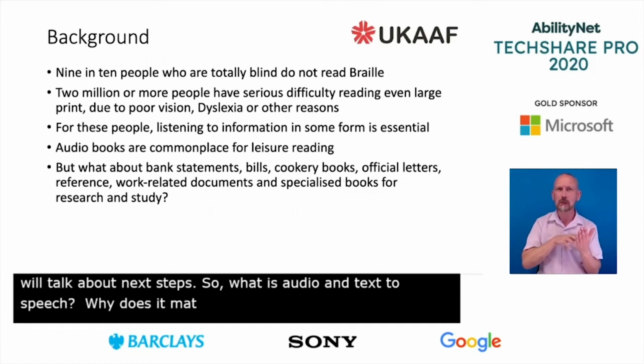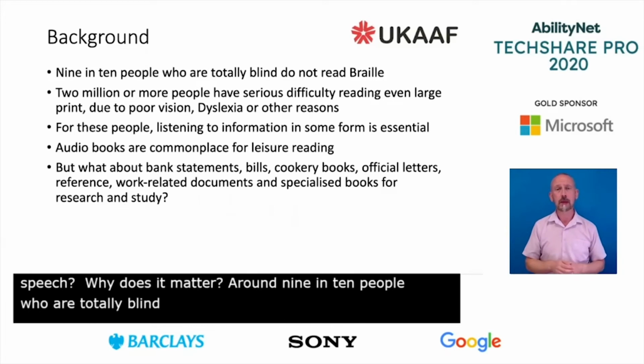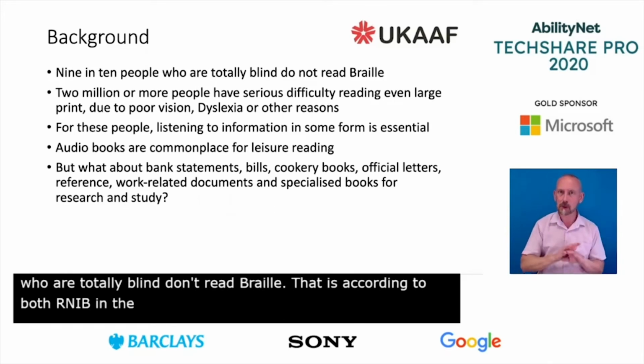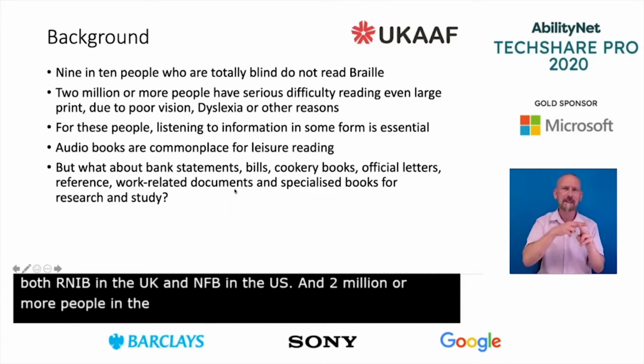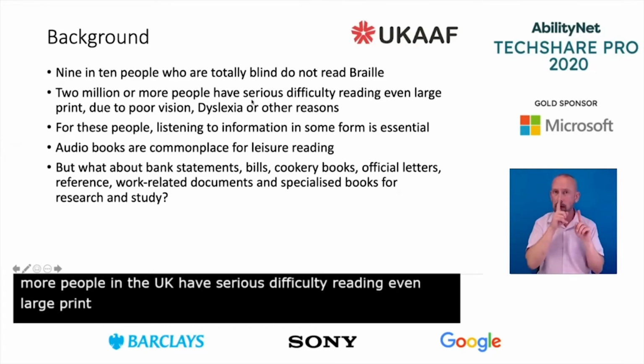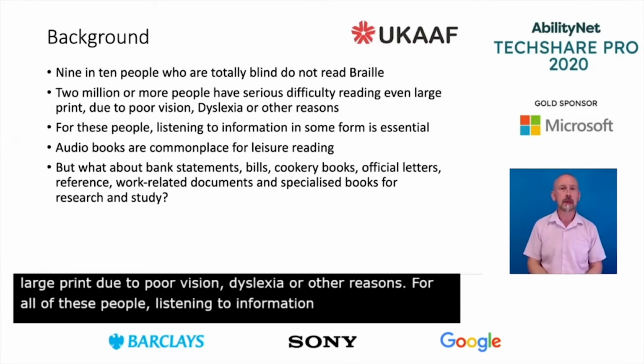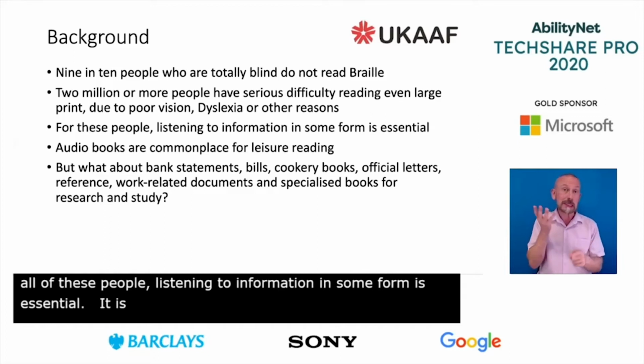Around 9 in 10 people who are totally blind do not read Braille. That's according to both RNIB in the UK and NFB in the US, and 2 million or more people in the UK have serious difficulty reading even large print due to poor vision, dyslexia, or other reasons. For all these people, listening to information in some form is essential, which is where audio and text-to-speech come in.